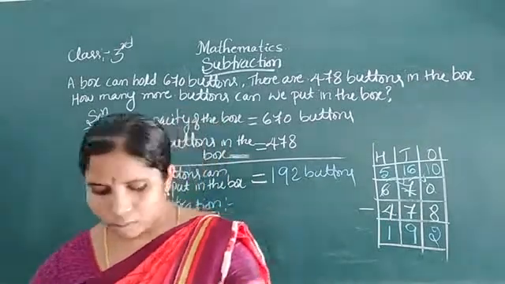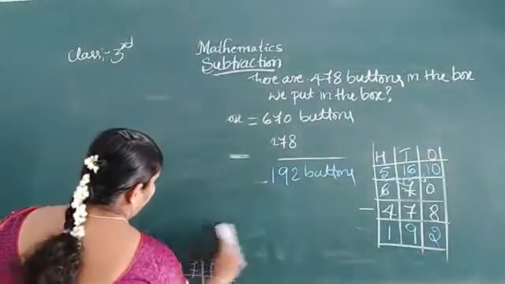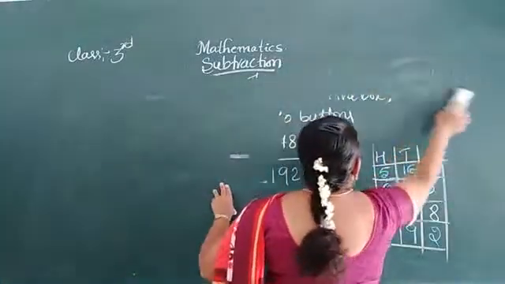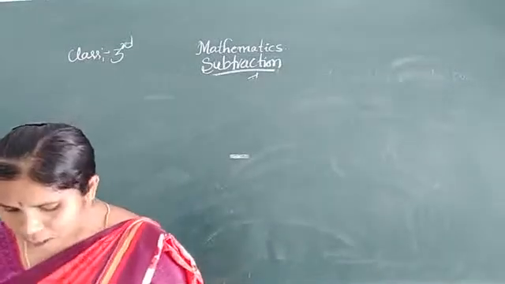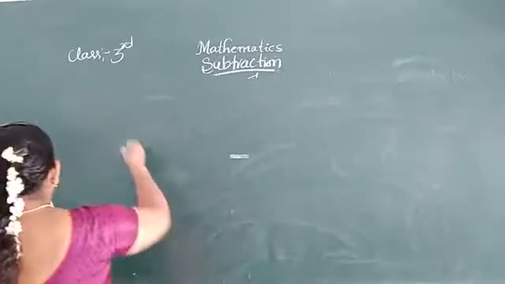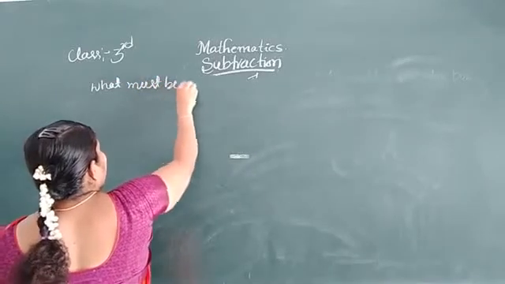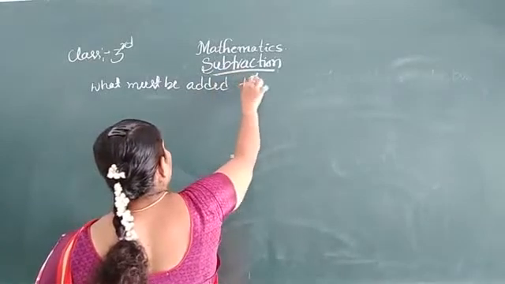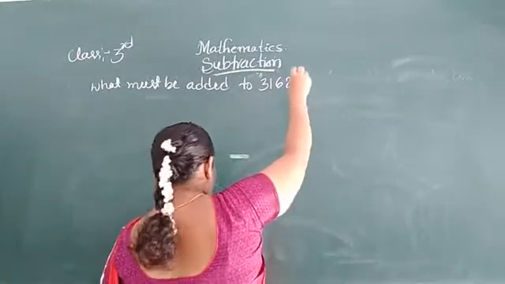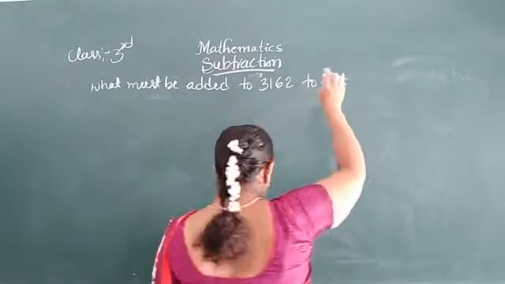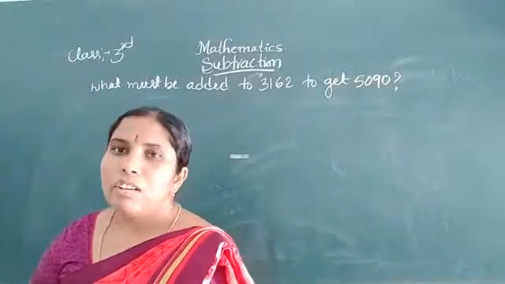Now one more problem. Observe here. What must be added to 3162 to get 5090?